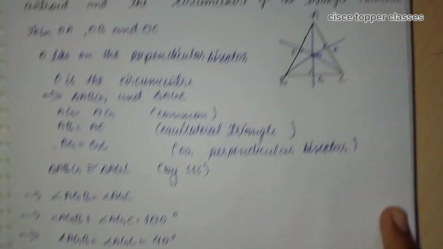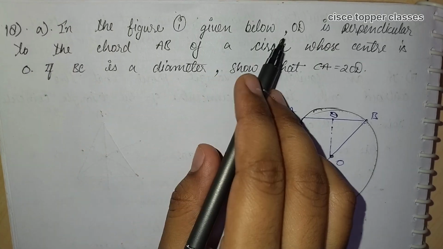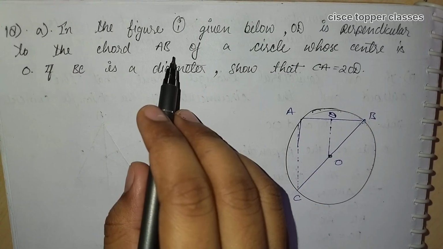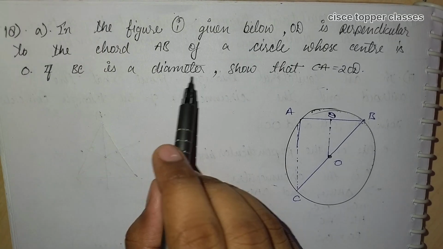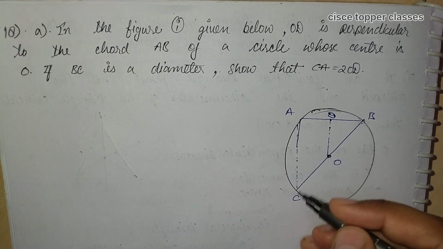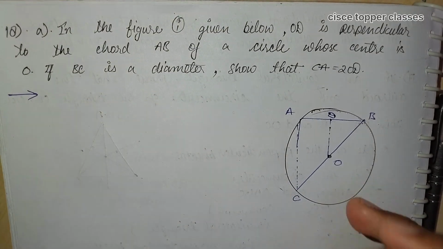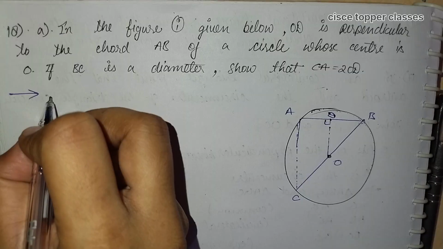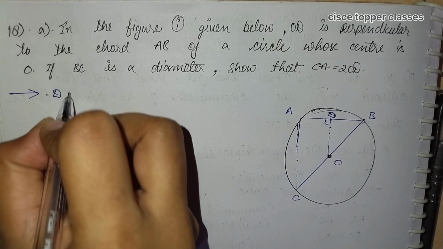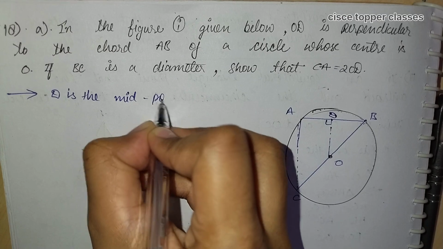As here AG is perpendicular and passing through O. Let us solve the first part. In the figure given below, OD is perpendicular to the chord AB of a circle whose center is O. If BC is a diameter, then show that CA is equal to 2OD. For proving this, it is given that OD is perpendicular to AB, which means by the theorem that D is the midpoint of chord AB.